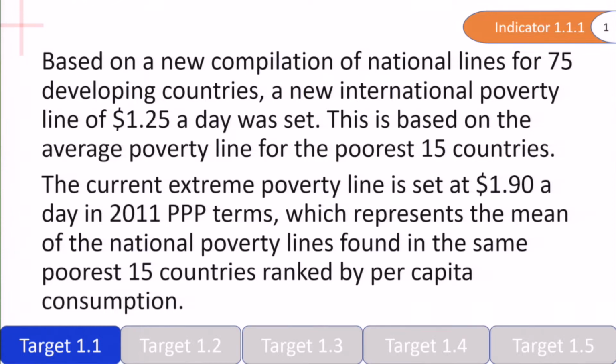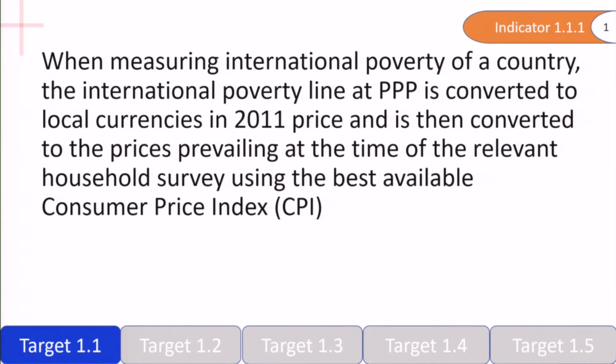Based on this, the poverty line was fixed at $1.9 per day, and people earning below this were treated as living under poverty. So, when measuring the international poverty of a country, the international poverty line at PPP is converted to local currencies. From dollars it is converted to rupees based on 2011 prices, and is then converted to the prices prevailing at the time of the relevant household survey, so that it is compared with the consumer price index to arrive at the poverty index.